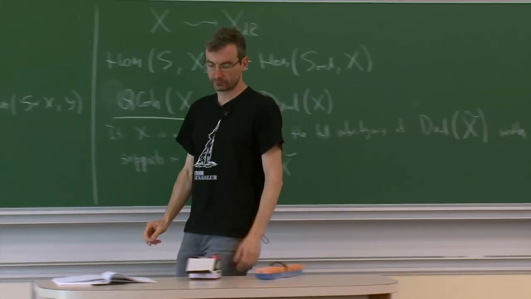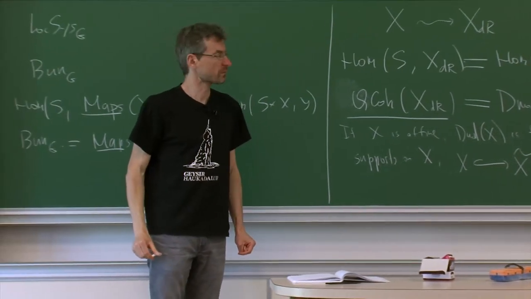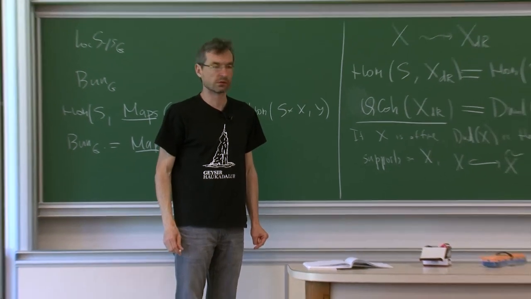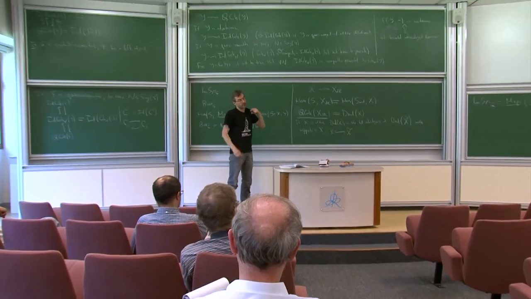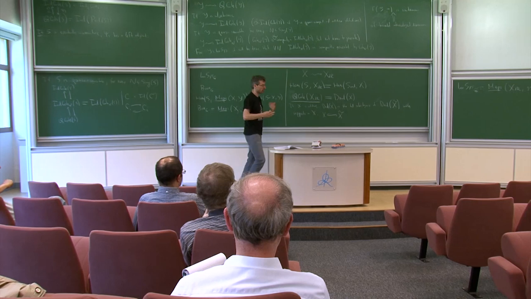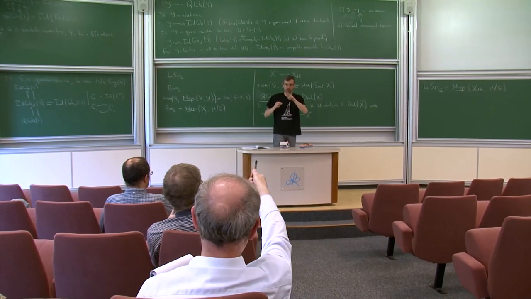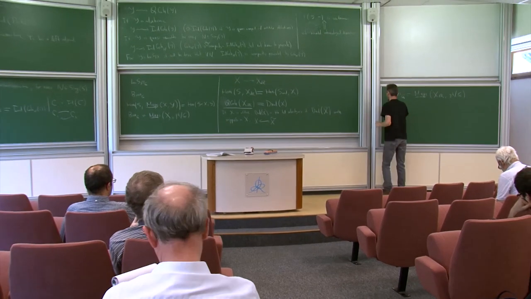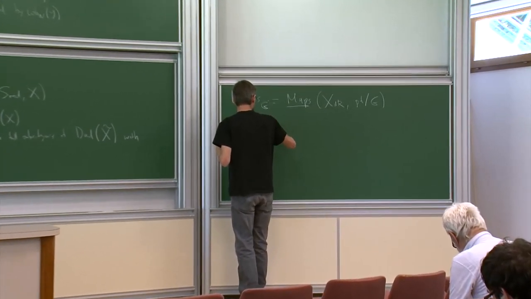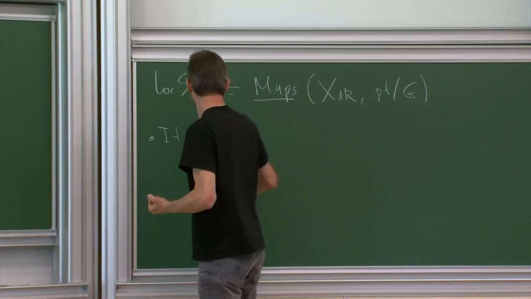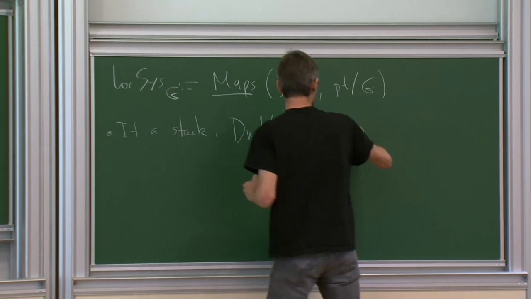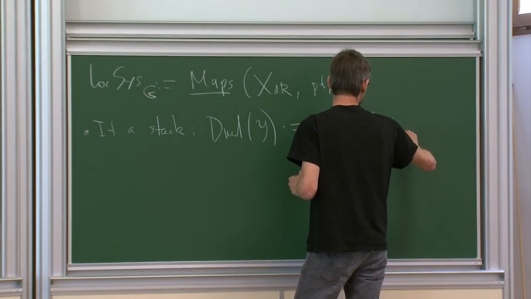So a D-module on a stack, what is it exactly? For example, on a reasonable stack, a quotient of a scheme by a group, for example. First of all, you give a definition. There are two definitions, but they are tautologically equivalent. I'm answering Lamont's question. So if Y is a stack, we already have two definitions on the blackboard. On the one hand, D-modules on Y can be defined as quasi-coherent sheaves on Y de Rham.